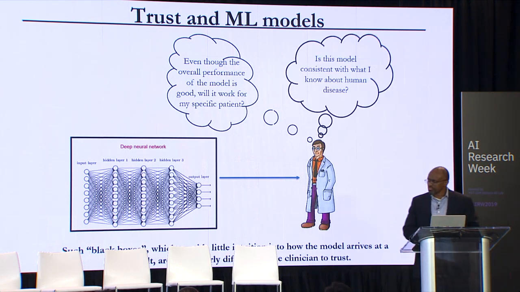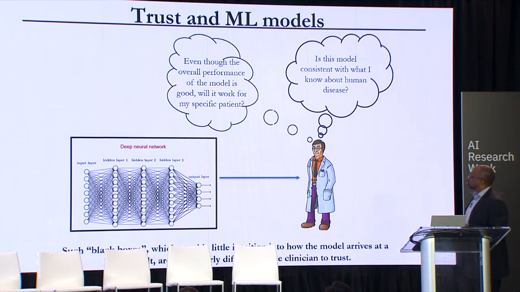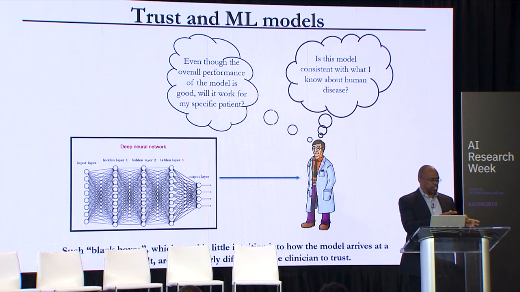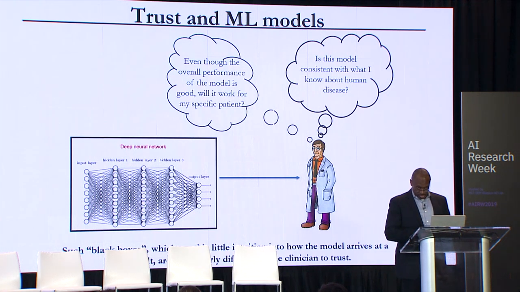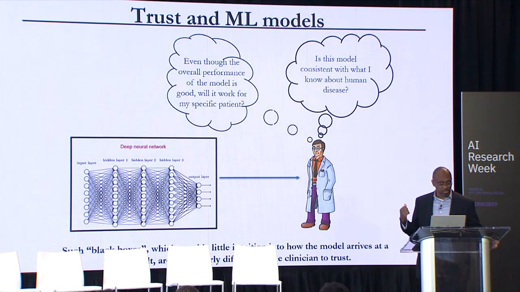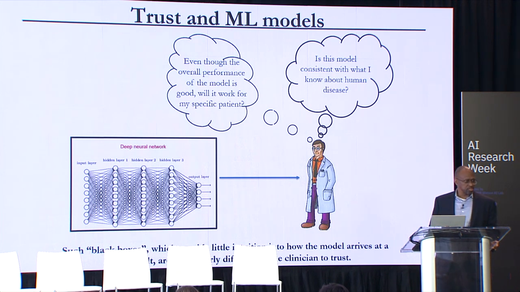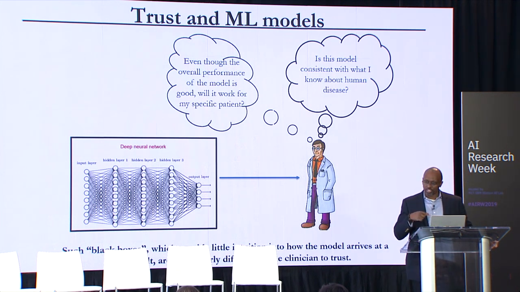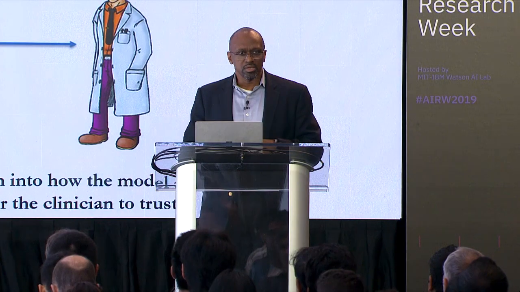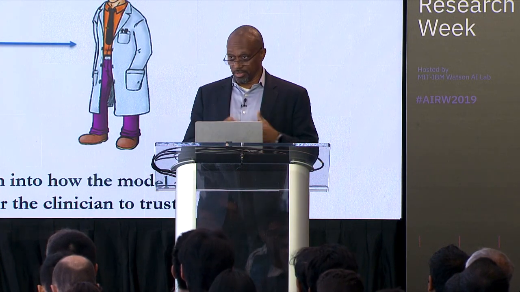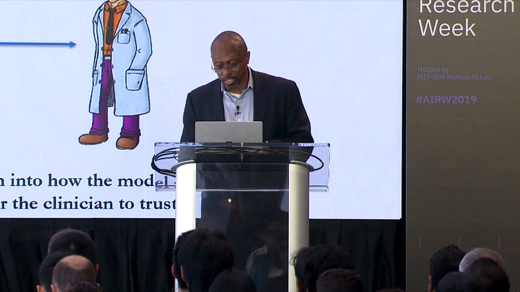Moreover, the related question: is this model consistent with what I know about human disease? Let's say I gave it features corresponding to a patient who I thought was very, very sick. Is this model going to tell me what I think should be the result? And if you can't begin from that premise, then I think it's very hard to even begin the colloquy with a clinician, and even harder for clinical acceptance to be the case.